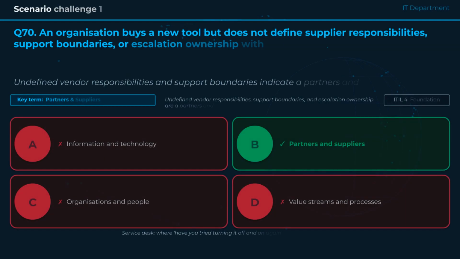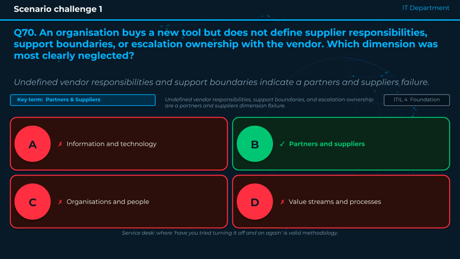The most neglected dimension is B, partners and suppliers. Issues related to defining vendor responsibilities, support boundaries, and escalation ownership fall under effective management of partners and suppliers. Undefined vendor responsibilities and support boundaries indicate a partners and suppliers failure.